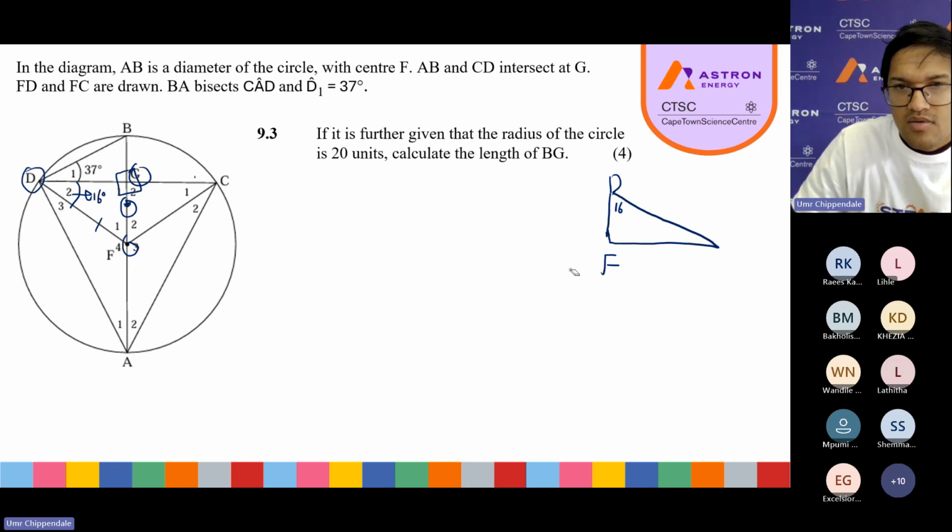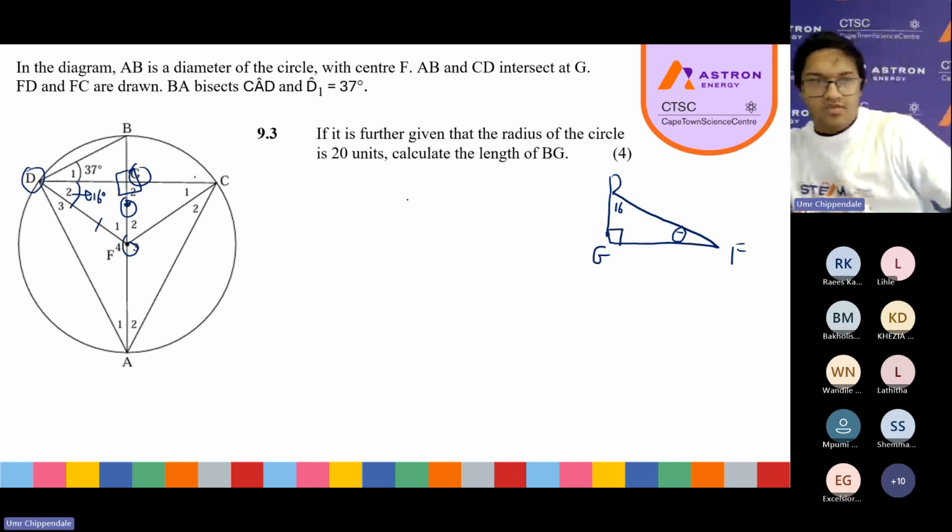Erase this one and this one. This one comes back. This is G, and this is F. This was a 90 degree here. And then this is what we're trying to calculate. Let's just make that theta. Because we have it like that, we can decide everything else that we need.